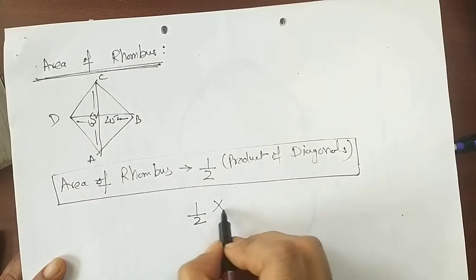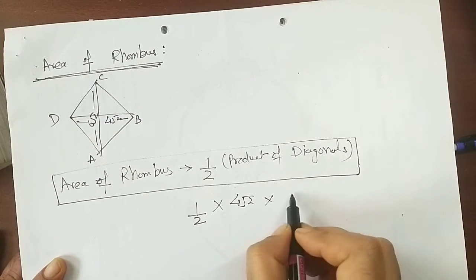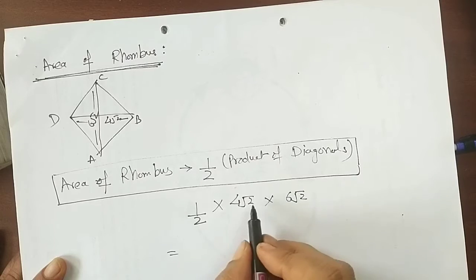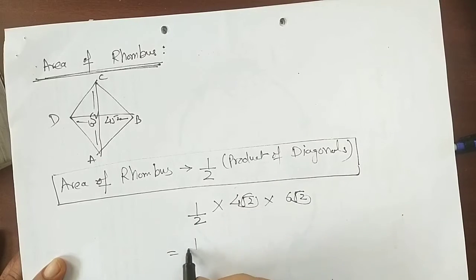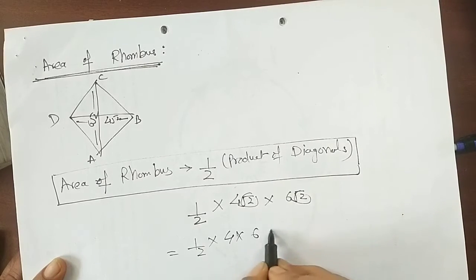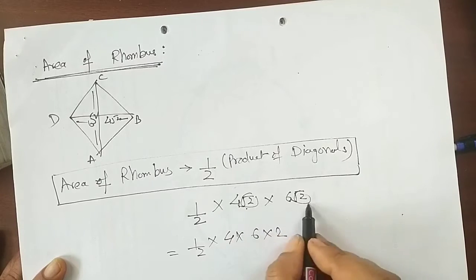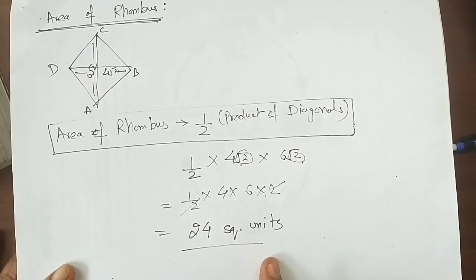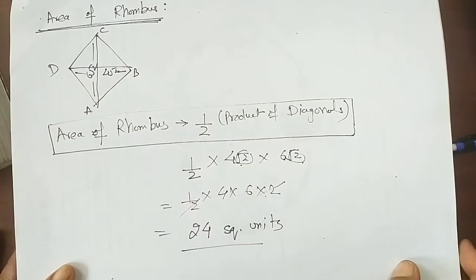So let me put those values, 4 root 2 into 6 root 2. Okay. So what is this? Root 2 into root 2 is 2. So 1 by 2, 4 into 6 into 2, 4 into 6, and this is 2. 2 cancel. So it is 24 square units. So this is my area of the rhombus.